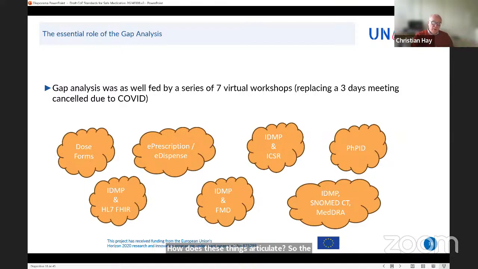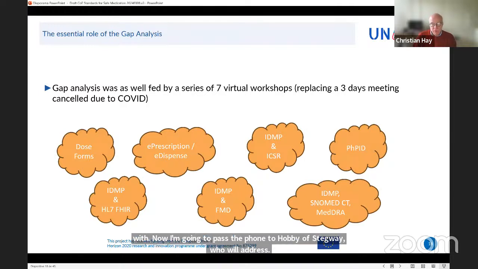So the idea was to have this 3-day workshop to collect information to feed the gap analysis, but the circumstances were not easy. So instead of a face-to-face workshop, we had a series of 7 virtual workshops, which took place as soon as UNICOM and we at Work Package 1 were reorganized. And that was, in a way, the start of the Committee of Expertise, and with that also the possibility to collect information for the gap analysis. So that's the very important milestone we did to start with. And now I'm going to pass the floor to Robert Stegway, who will address what we achieved during the UNICOM journey.